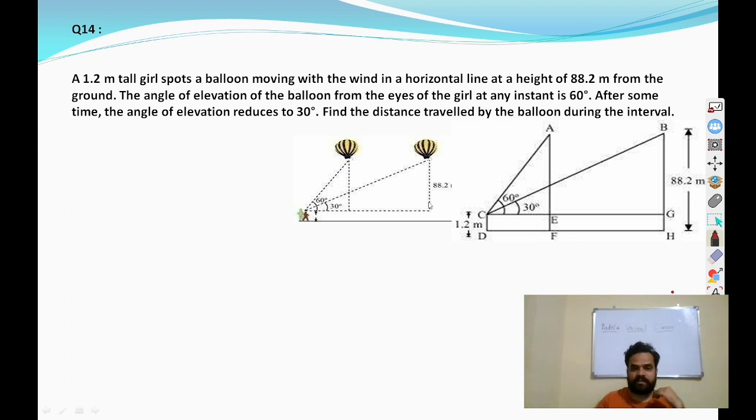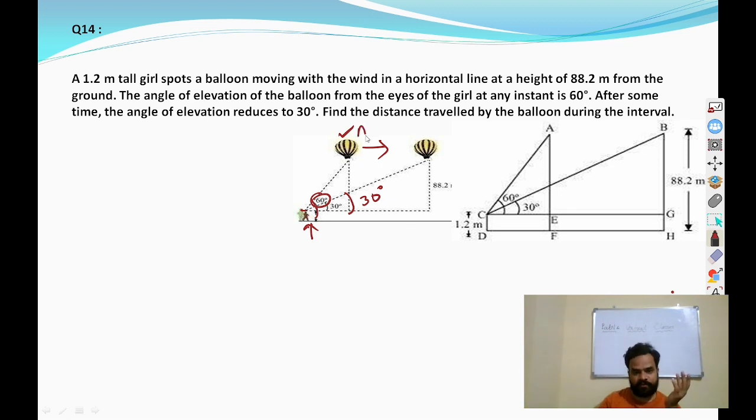So observe this diagram first, all of you. This is the first point where the girl is observing the balloon. So here initially from her eyesight, the angle of elevation is 60 degree. She is standing at the same place. She will be here only. But the balloon is moving from here to here. When the balloon is moving away from the girl, the angle of elevation reduces. It is reducing from 60 degree to 30 degree. Right? Means the balloon is moving.